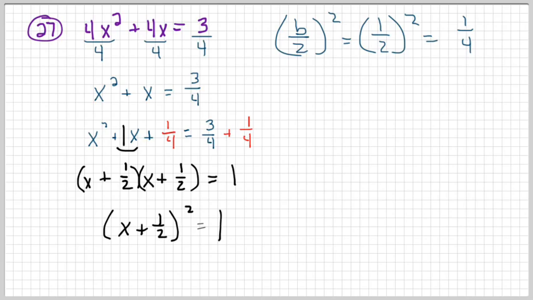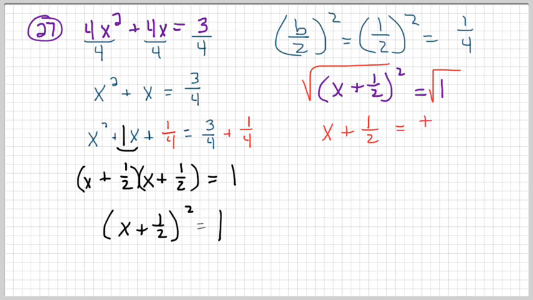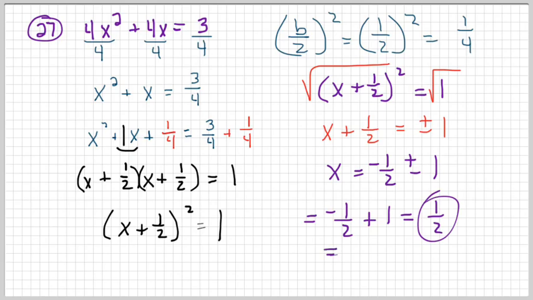Again sliding over here, rewriting the equation so we can see all the steps. I square root the left and square root the right. That makes that square disappear, and the square root of 1 is plus or minus 1 when I'm solving an equation. And so it's negative a half, subtract a half from both sides, plus or minus 1. Negative a half plus 1 is a half, and negative a half minus 1 is negative 3 over 2. There's my two solutions, and I hope that helps.